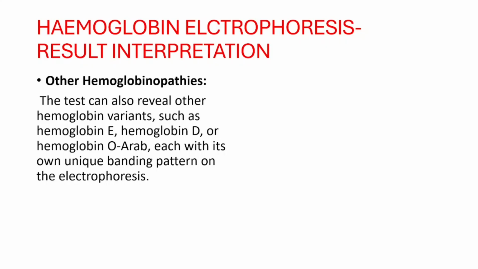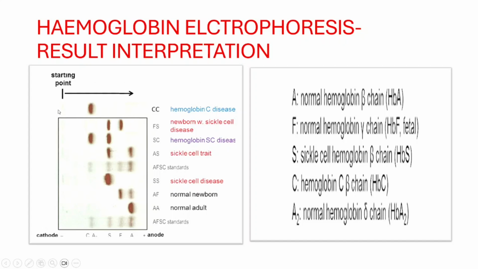The manufacturer will provide a standard, so we can compare the gel paper with that standard. This is an example. This is the starting point, cathode minus, plus. One thing I forgot to tell you: along with all the electrophoresis, we are running a control standard also. In the case of a normal adult, the band will be like this. If the patient is a normal newborn, it will be like this. In sickle cell disease, there will be one band in the S position. Again, we are running an AFSC control.